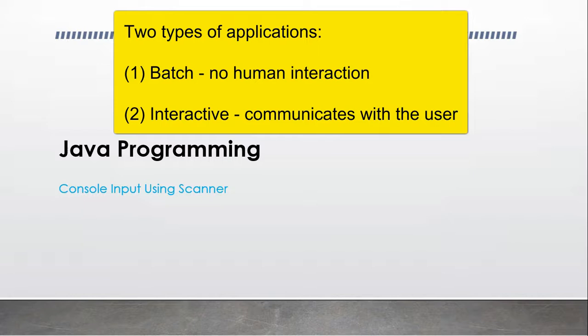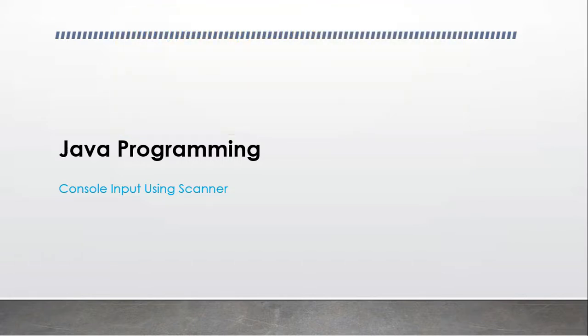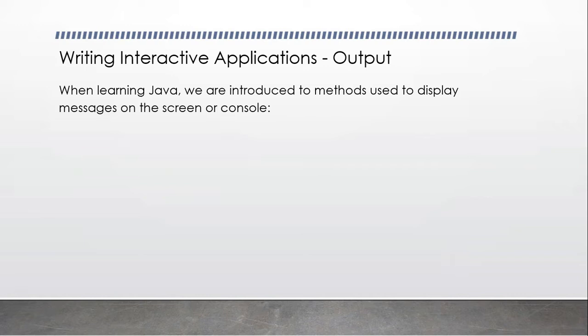On the other hand, another type of application that we might write would be something called an interactive application. And this is going to involve sending information to the user by displaying it at the screen or the terminal or the console, and also requesting values or input from the user. So let's take a look at how we would proceed in developing such applications. First, let's consider the output side.